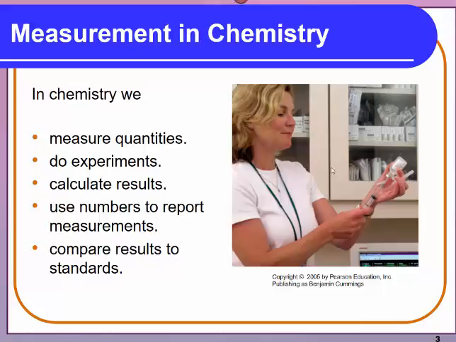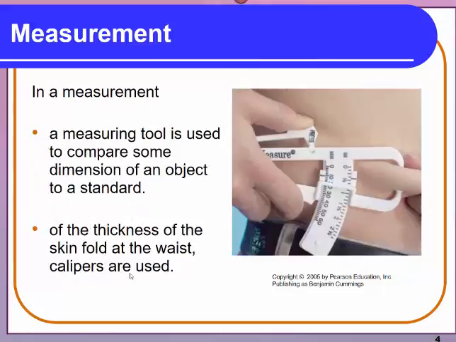And then, of course, at the end we compare those results to some standards to see how close the individual was in reproducing that measurement or that experiment. So that's something that we do all the time in chemistry. Of course, whenever you involve measurement, you have to use what's called a measuring device or tool. A measuring tool is used to compare some dimension of an object to its standards.